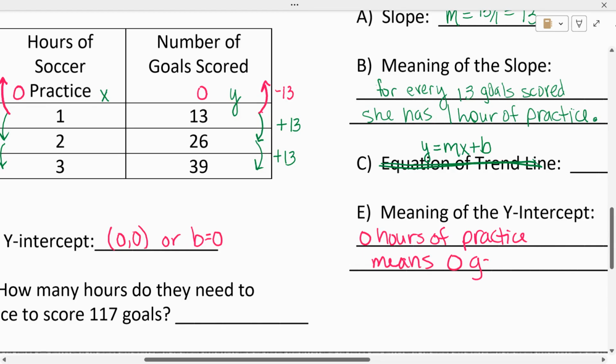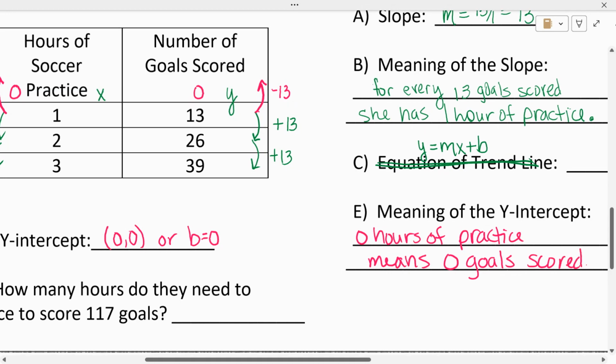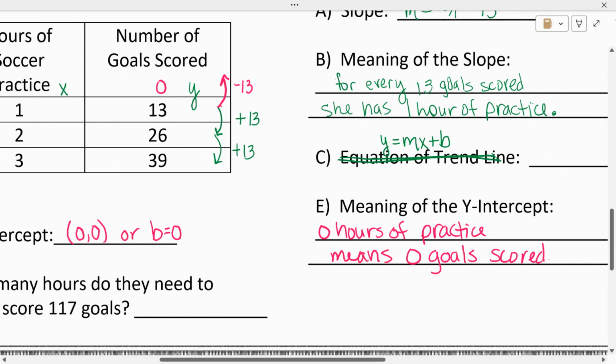0 goals scored, sorry. Okay, so what's that equation going to be? If we have a slope of 13 and a y-intercept of 0, what is our equation going to look like? Y equals 13x.